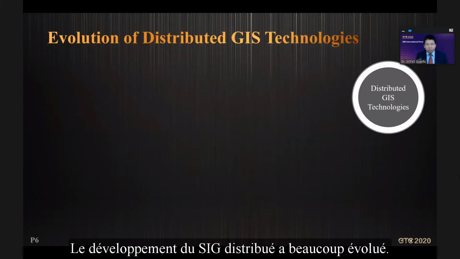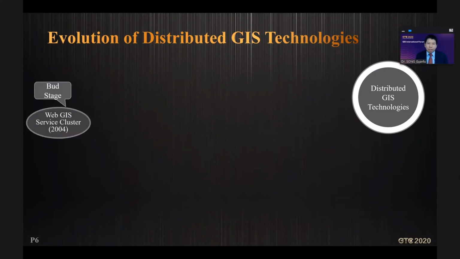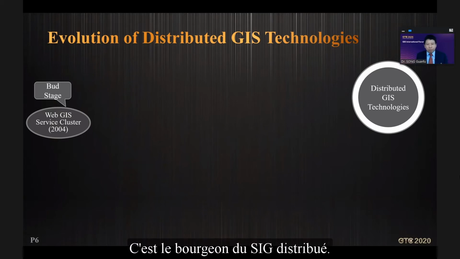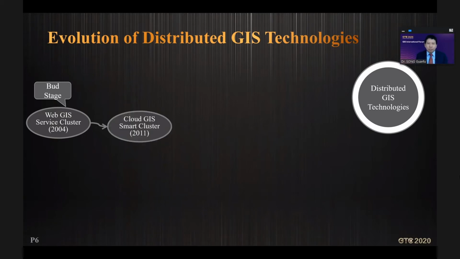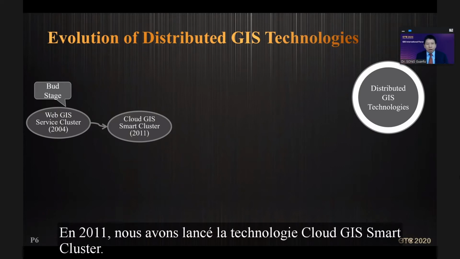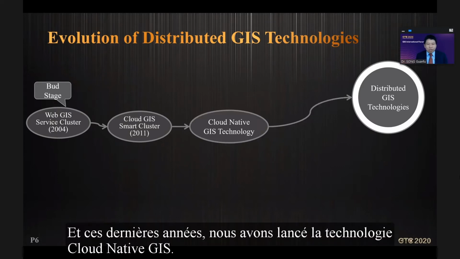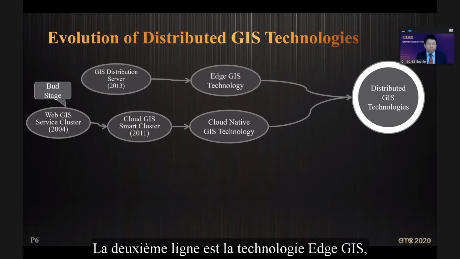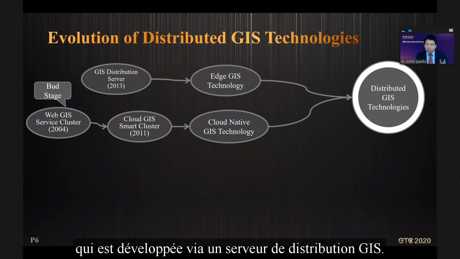The development of distributed GIS has evolved a long way. In 2004, SuperMap launched WebGIS service cluster technology. It is a part of the distributed GIS. In 2011, we launched Cloud GIS Smart Cluster technology. And in recent years, we have launched Cloud Native GIS technology. This is the first branch line. The second line is Edge GIS technology, which is developed through GIS distribution server.